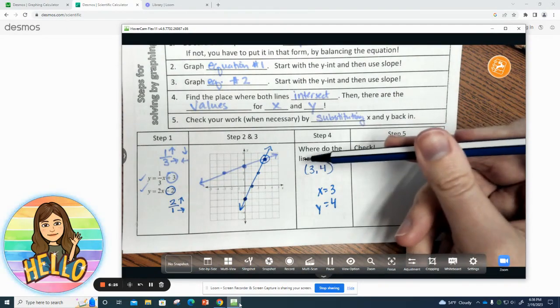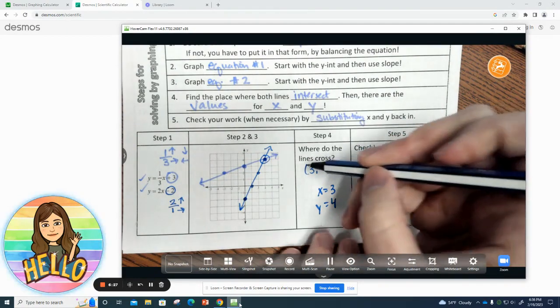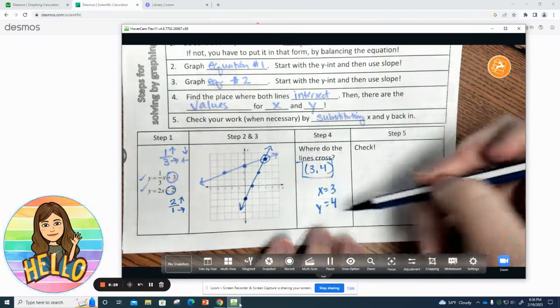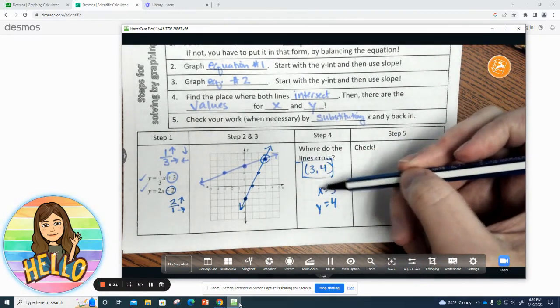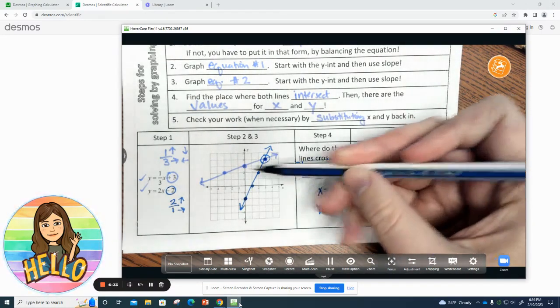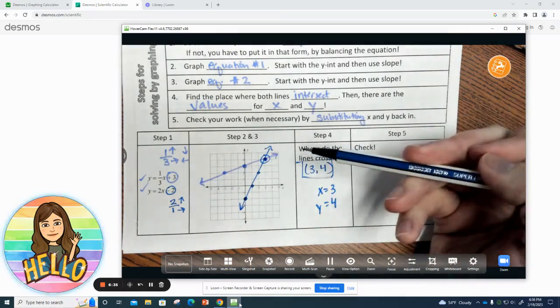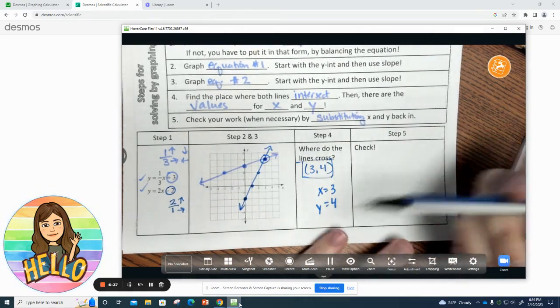Whenever you guys do it today, I'll ask that you leave it here in this coordinate form. But know that that's what we're saying here. We're saying x is 3, y is 4 for both of these equations. And now we're going to prove that by checking our work.